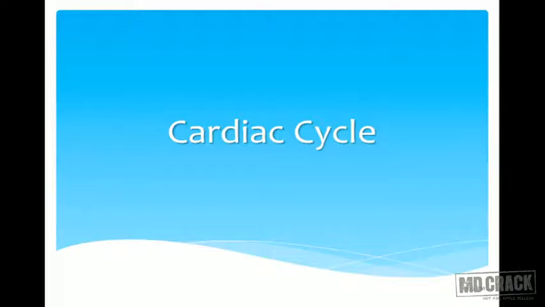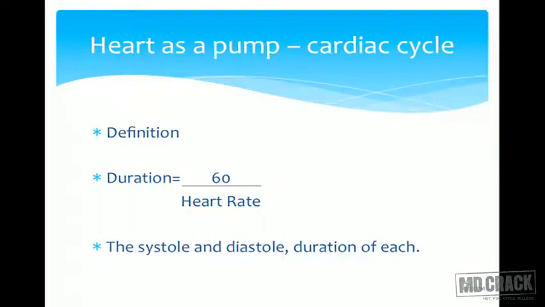Now, what is the definition of cardiac cycle? They are the cyclical changes which are taking place in the heart from beat to beat. That means from one heartbeat to the next heartbeat. What are the pressure and volume changes that are taking place in the atria? What are the pressure and volume changes that are taking place in the ventricle? All this together is called the cardiac cycle.